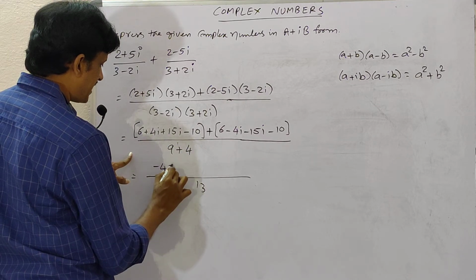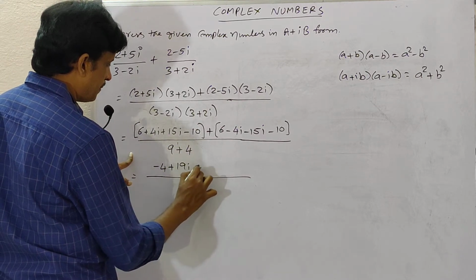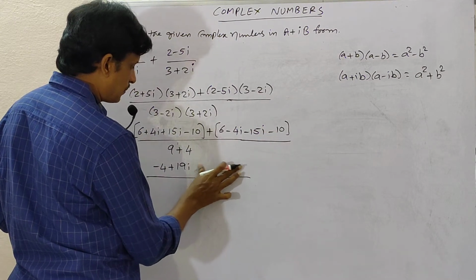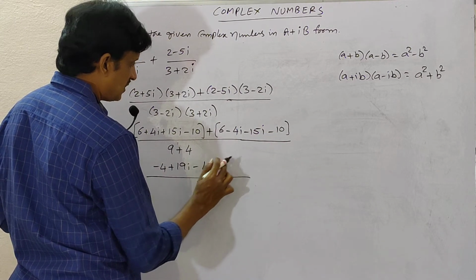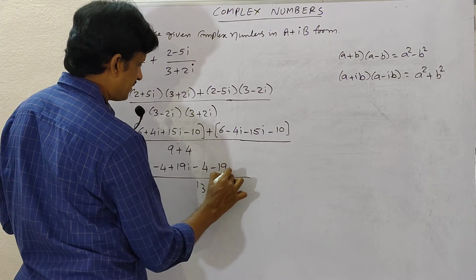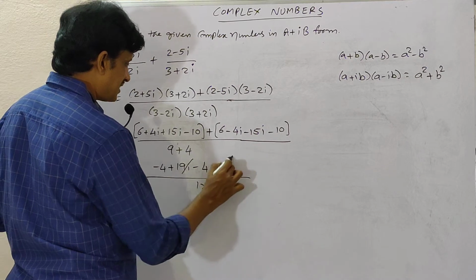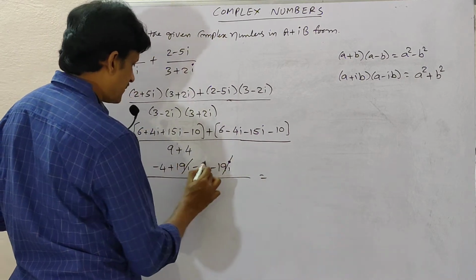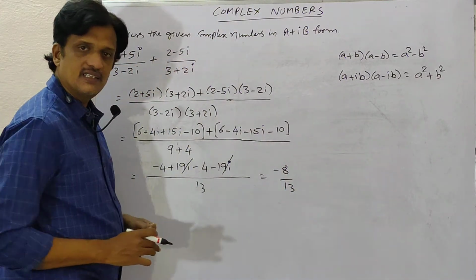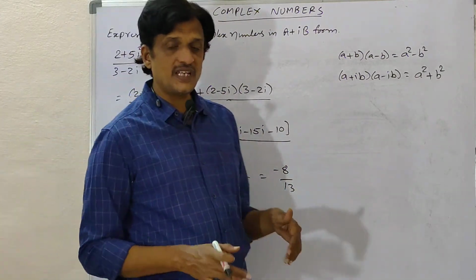15i plus 4i will be 19i. Plus here it is 6 minus 10, that is minus 4. Minus 15i minus 4i will be minus 19i. Now these two get cancelled. So minus 4 minus 4, that is minus 8 by 13 we are getting. In the form of a plus ib means plus 0i.